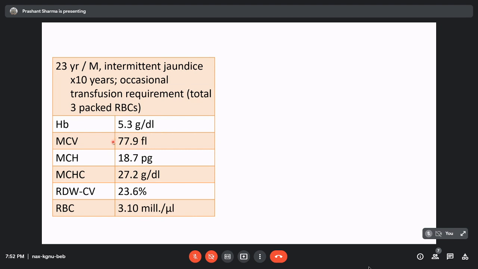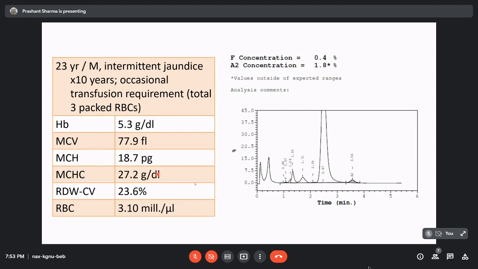This anemia is microcytic and hypochromic. 77.9 femtoliters is the MCV, and MCH is 18.7 picograms. He also has a low MCHC, and this time the RDW is high along with a low hemoglobin. So this is looking like a thalassemia intermedia phenotype. So we did an HPLC, and in this HPLC the F is normal. The hemoglobin A2 is reduced. It's 1.8. The reference range is 2.0 to 3.4.